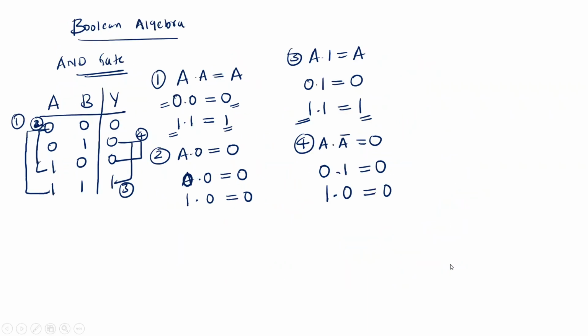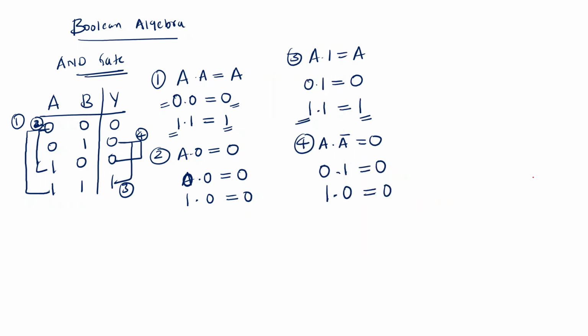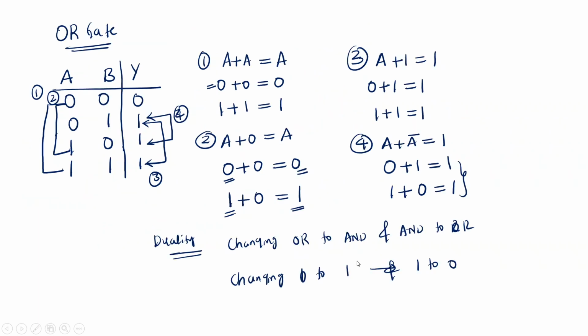So if you apply duality for this one, I'll get the first law. This is A OR A equal to A, and next, changing zeros to ones and ones to zeros, this is A OR 1 equal to 1. I will get the second law. And next this one, A OR 0 equal to A. Here what I will get, A OR A bar equal to 1. So if you apply the duality, you will get these laws. So this is about the OR law.